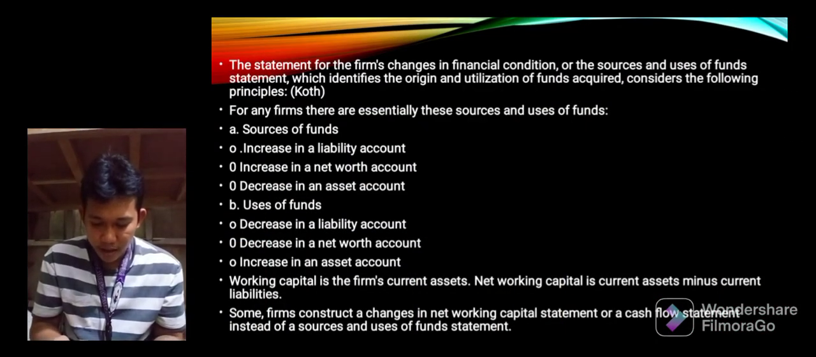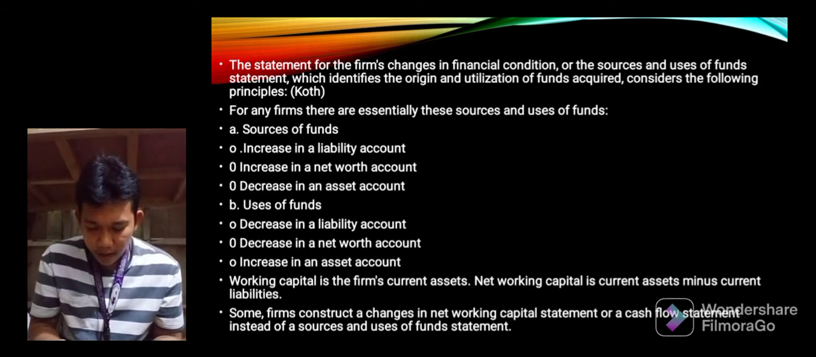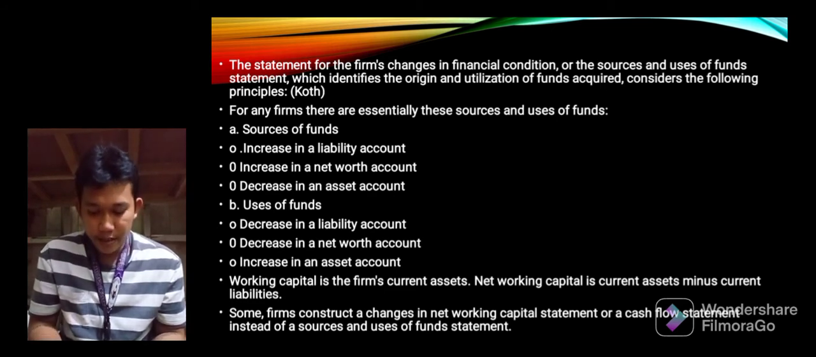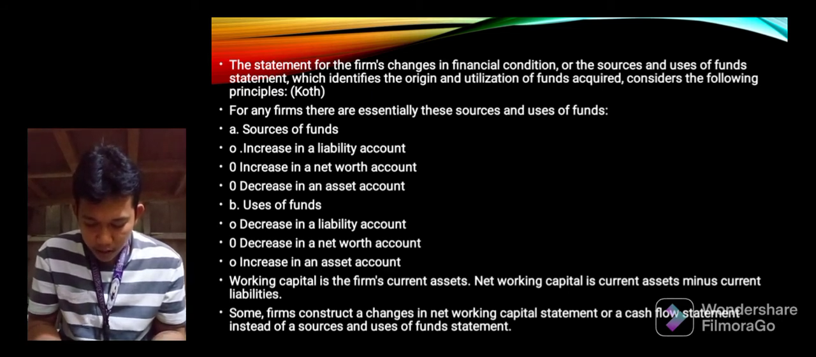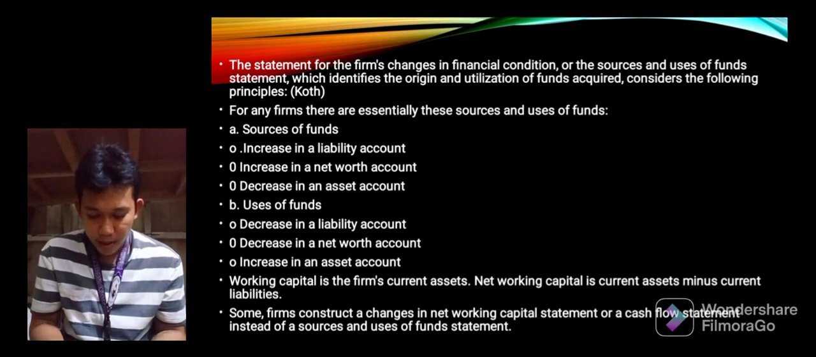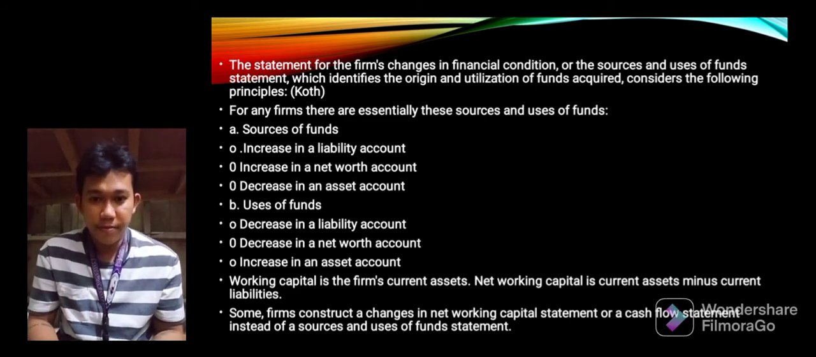The statement of changes in financial condition, or the sources and uses of funds statement, identifies the origin and utilization of funds acquired, and is based on the following principles. For any firm, this is the essence of sources and uses of funds. Sources of funds: an increase in a liability account, an increase in the net worth account, a decrease in an asset account. Uses of funds: a decrease in a liability account, a decrease in the net worth account.